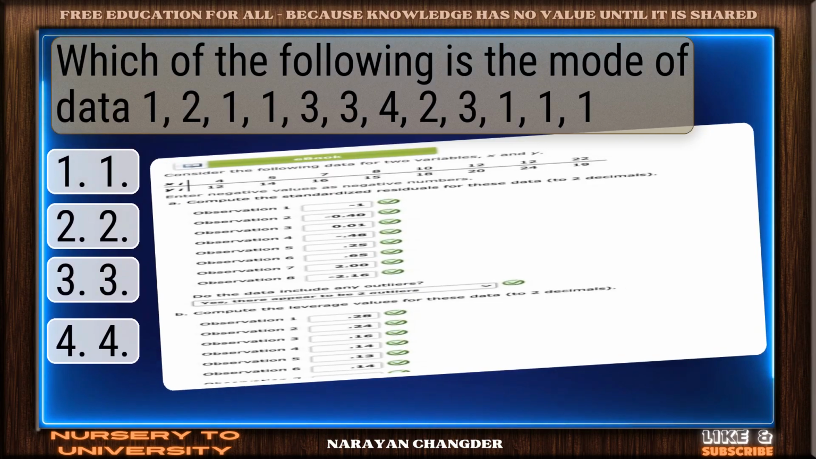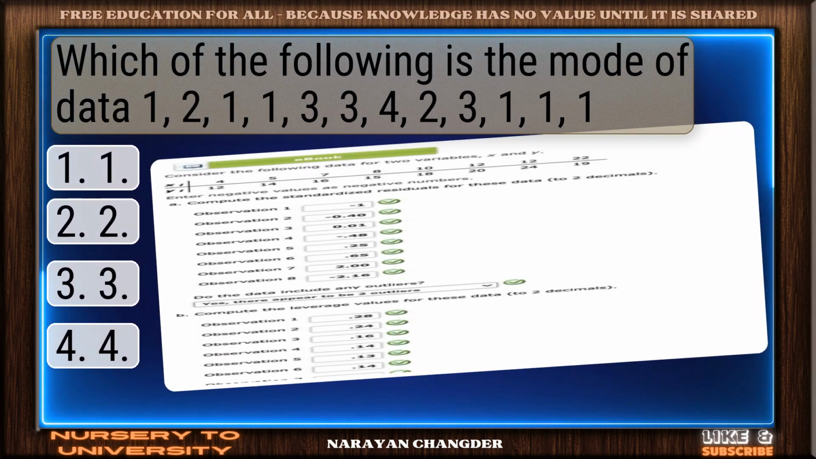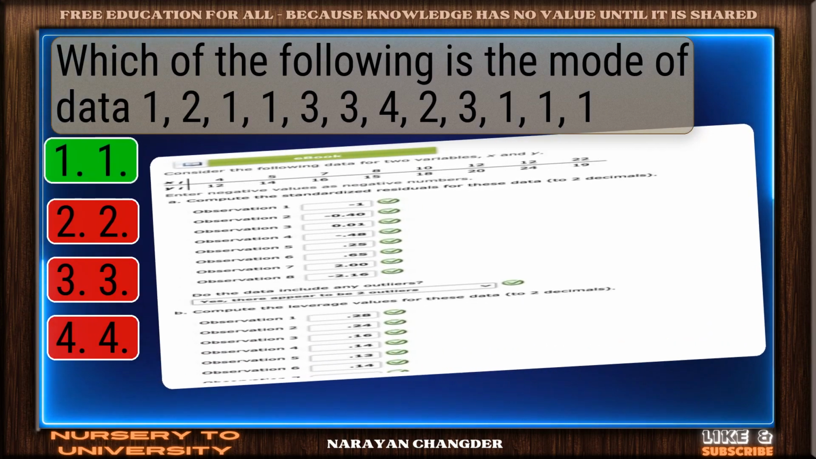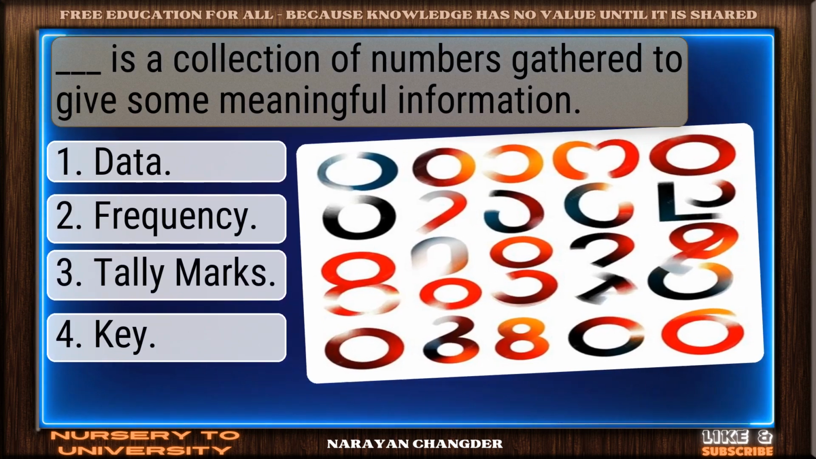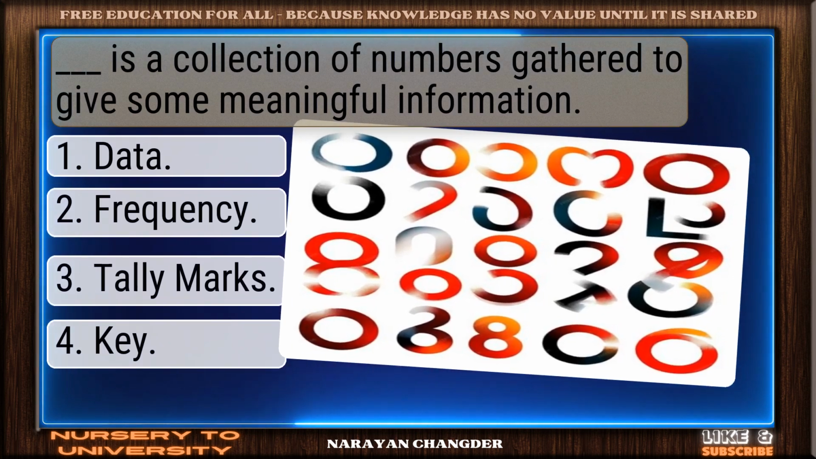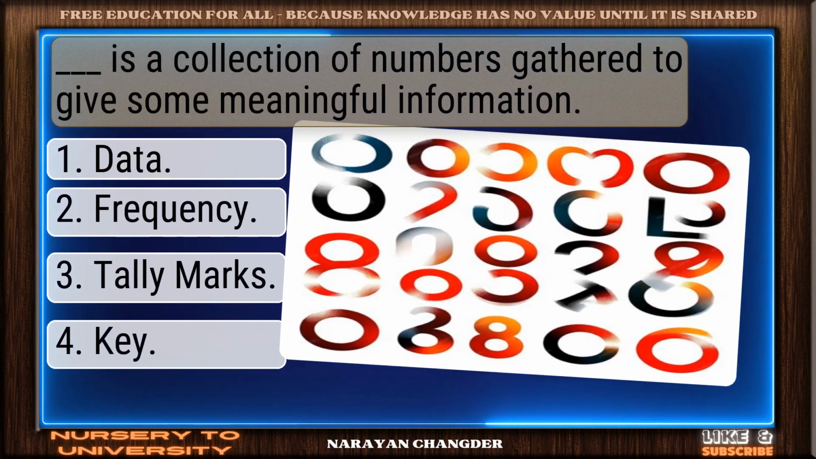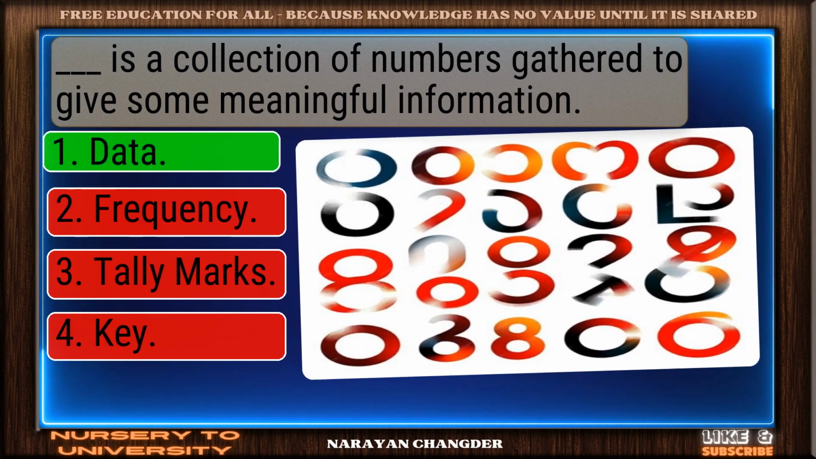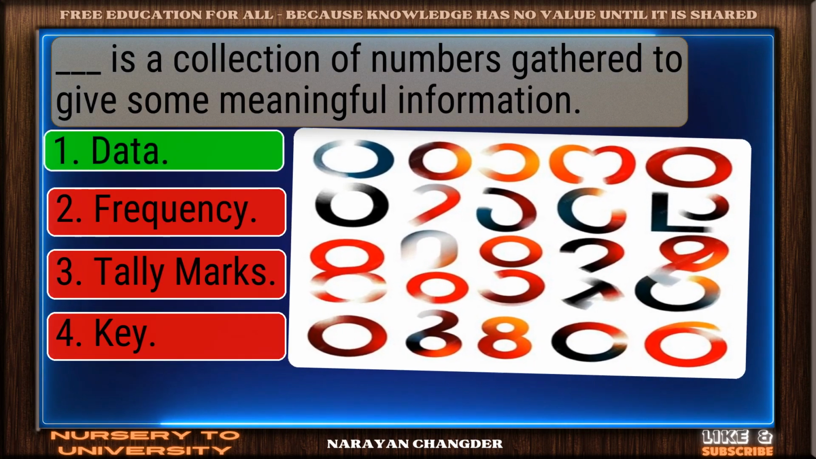Question number 52. Which of the following is the mode of data 1, 2, 1, 1, 3, 3, 4, 2, 3, 1, 1? Right choice. 1 is the best answer. Question number 53. Dash is a collection of numbers gathered to give some meaningful information. You got it. Your choice data is right.